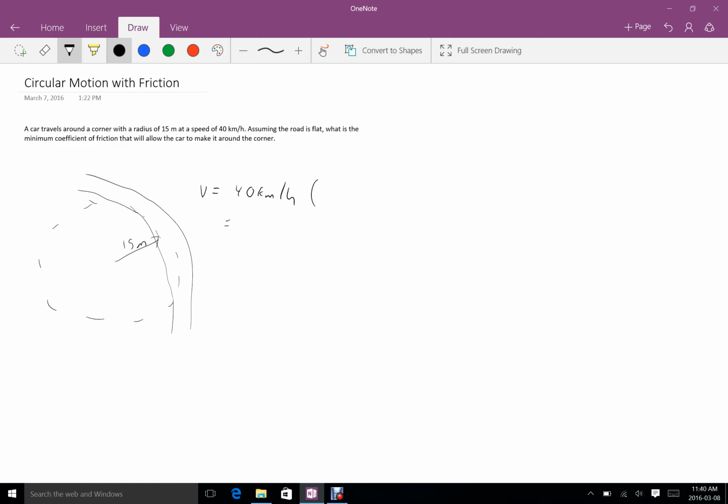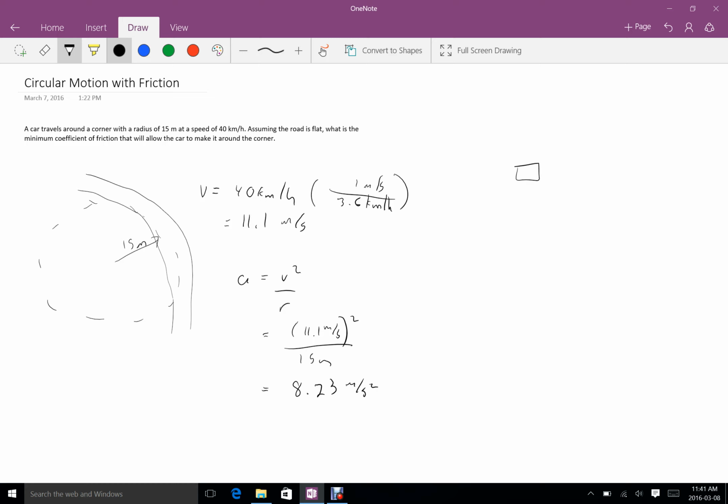For every 1 meter per second, it's 3.6 kilometers per hour. You can look at previous videos if you want to see this conversion, but it works out to 11.1 meters per second. So the acceleration of this car is given by v squared over r, which is 11.1 meters per second squared divided by the 15 meter radius. So to keep in this turn, the car needs to accelerate at 8.23 meters per second squared.